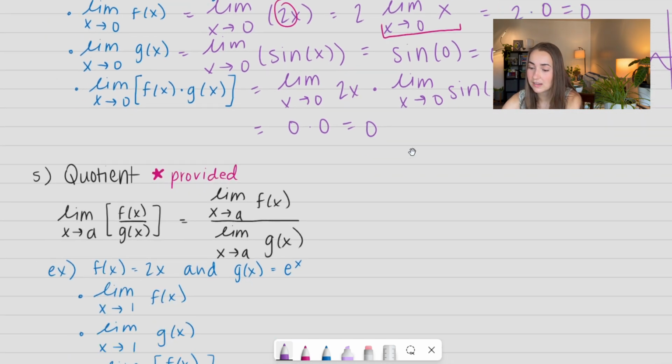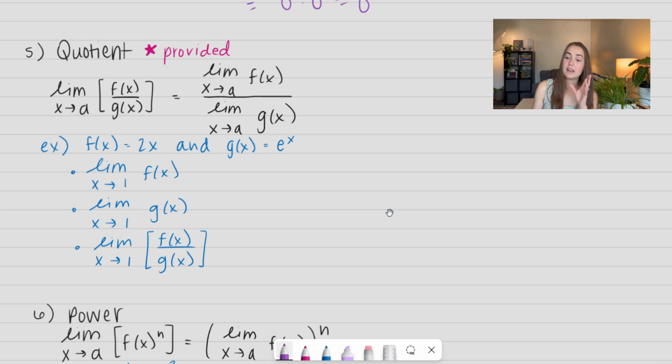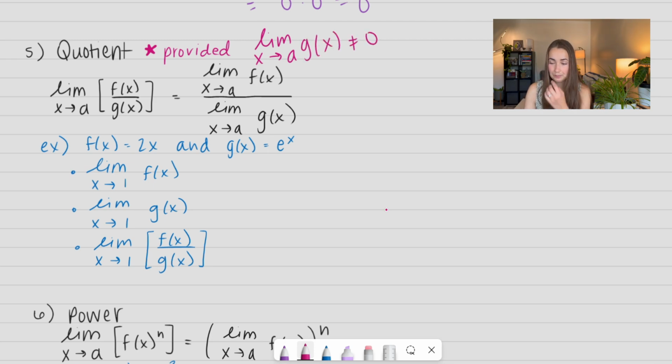Quotient rule is pretty similar. Provided the limit of f of x and g of x already exist, we can also separate them out into the numerator and the denominator. But this one does have an additional rule, which is that provided the denominator does not equal 0. So I'm going to write it up here. Provided the limit as x approaches a of g of x is not equal to 0. So in our previous example, both values equal 0. That would not be the case where we could separate it out like this, because then we would be dividing by 0, and dividing by 0 is illegal.